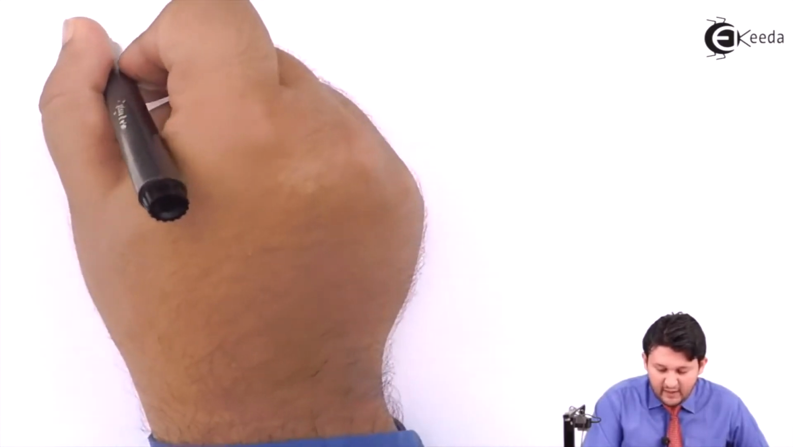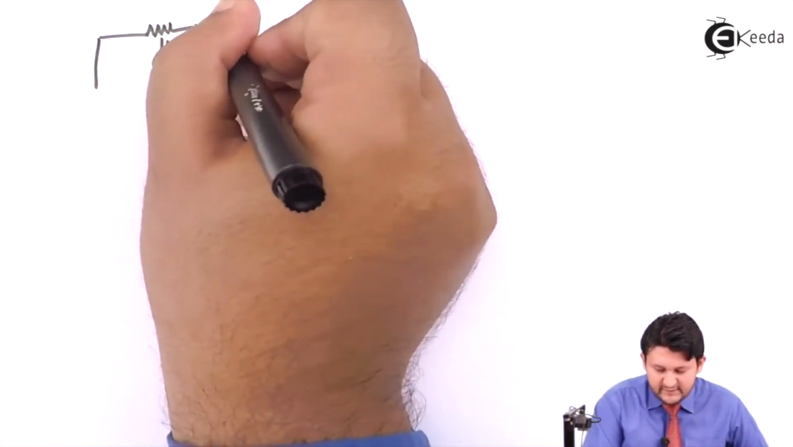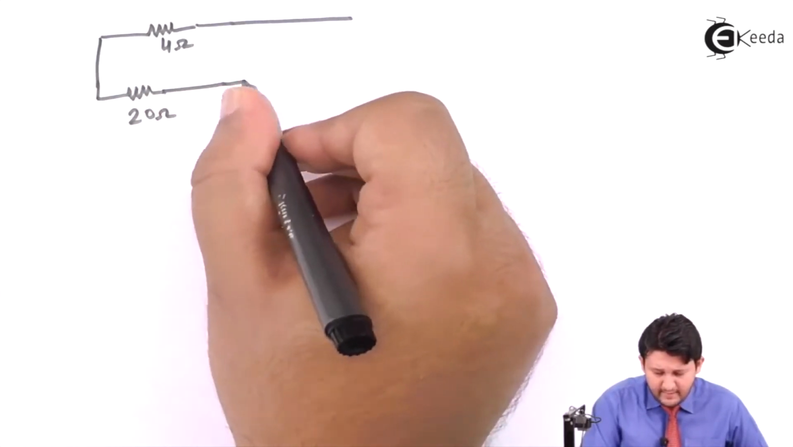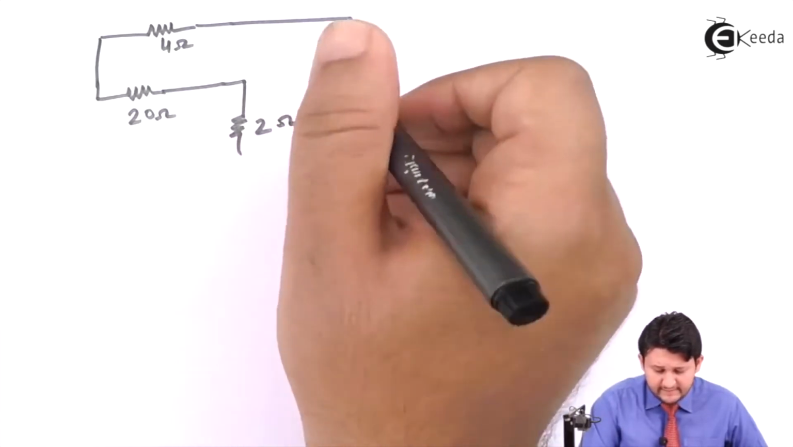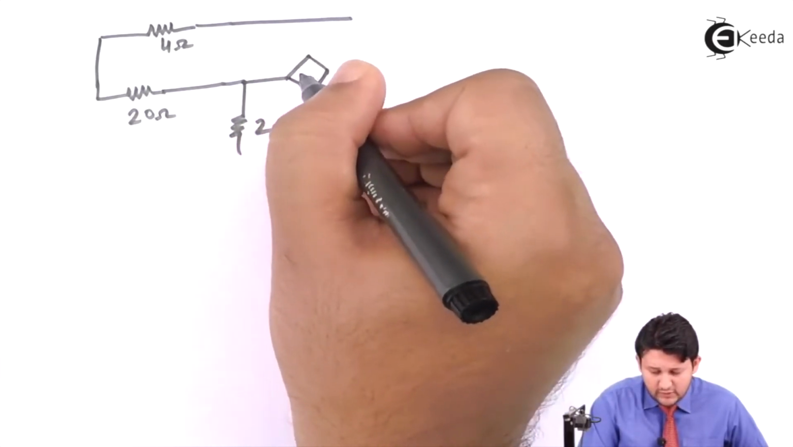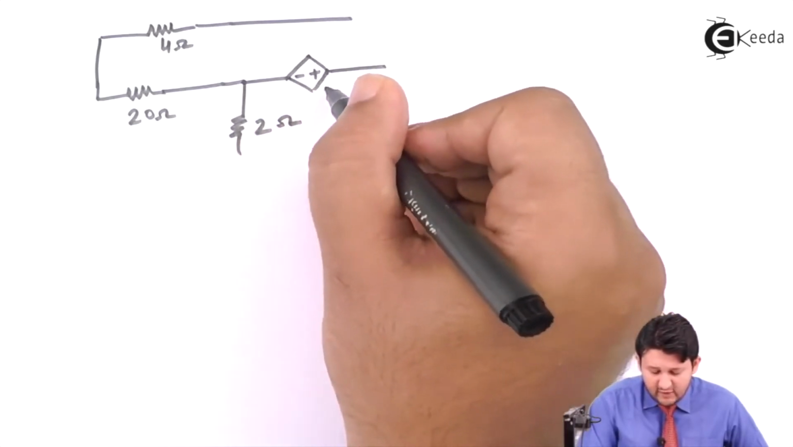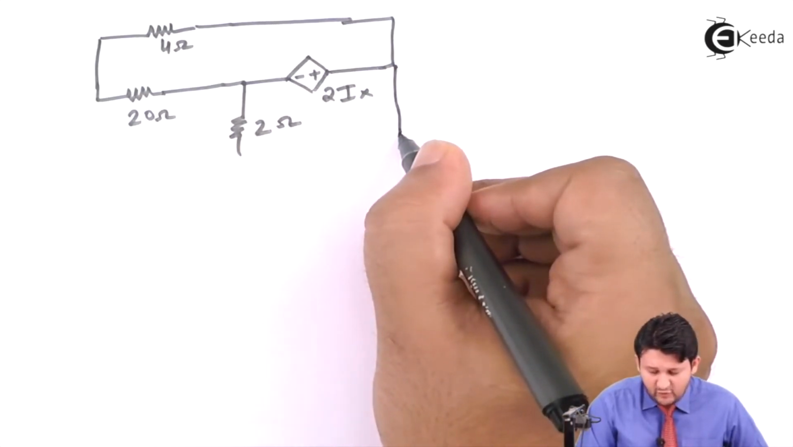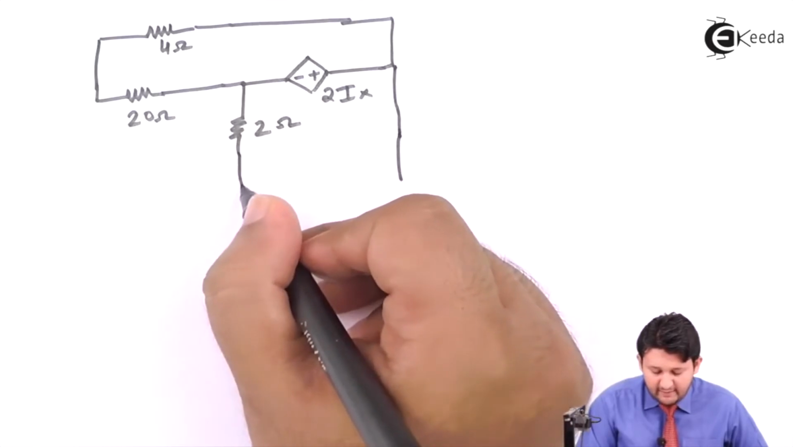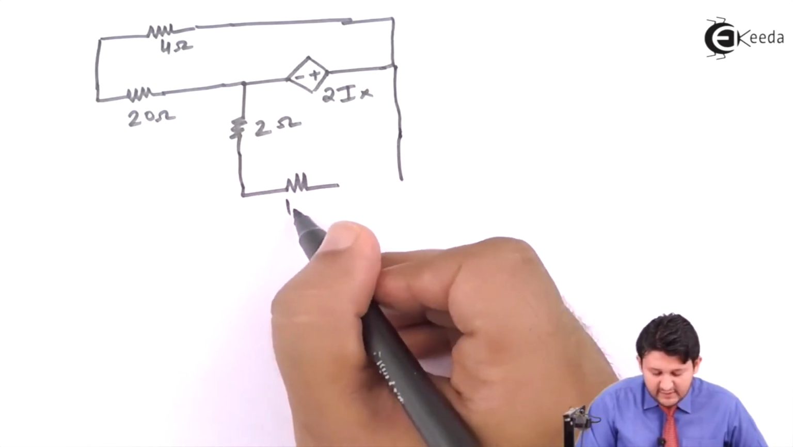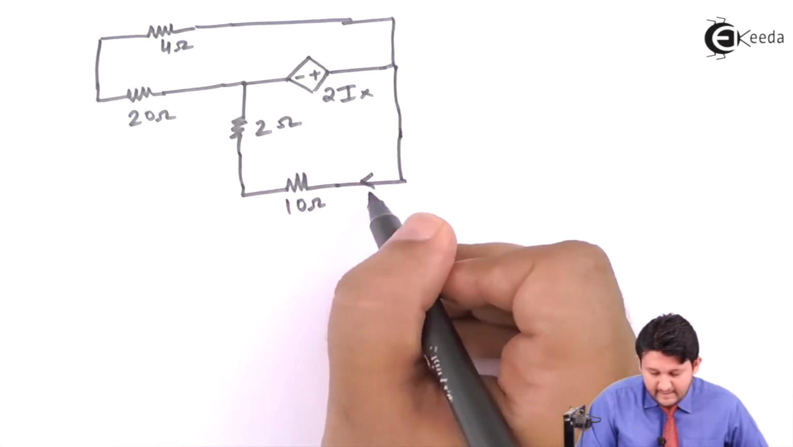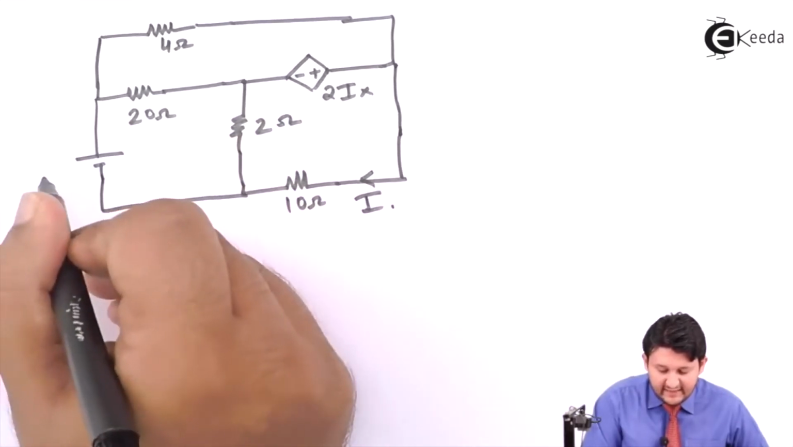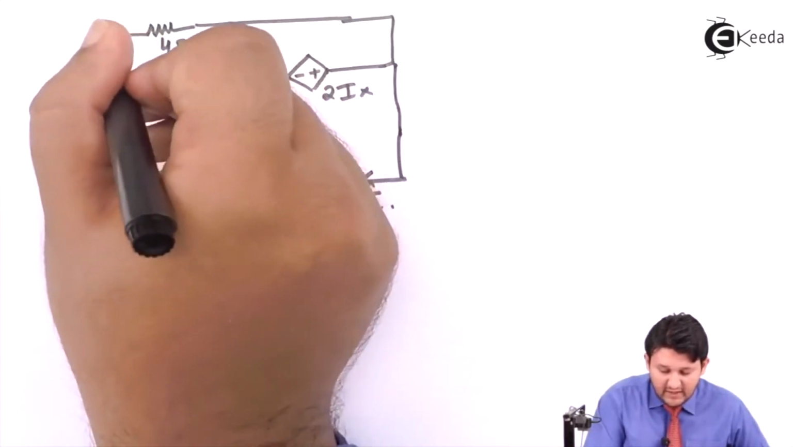You will be having a resistance of 4 ohms, a resistance of 20 ohms, again a resistance of 2 ohms, again a dependent voltage source whose value will be 2 Ix, again a voltage source of 50 volts, which you will be shorting and replacing by its internal resistance, a resistance of 10 ohms, I, which you need to find out, and 70 volts, which is acting in this. So your Ix is dependent.